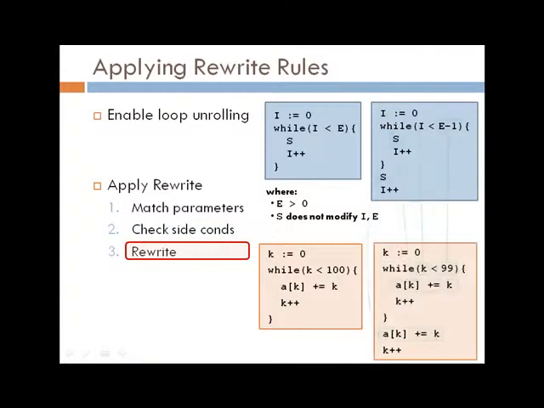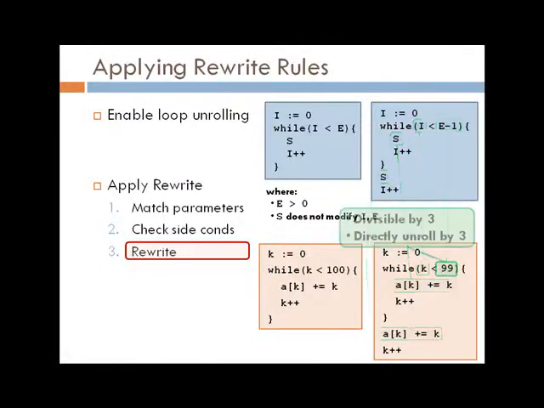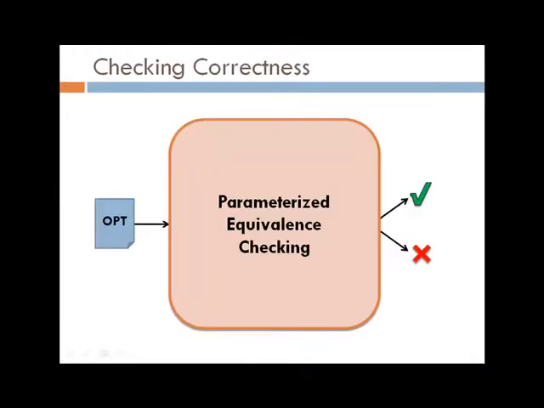Third, to get the transformed program, we now simply instantiate the right parameterized program with the concrete values for I, S, and E. The transformed version now has the desired bound of 99 and can be directly unrolled 3 times. Now that we've briefly seen how optimizations are phrased in our system and how they can be applied, let's move on to checking their correctness.